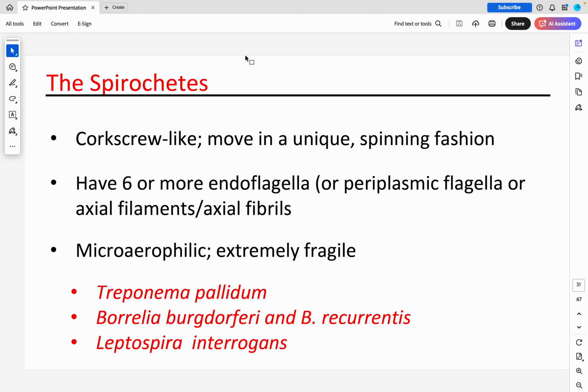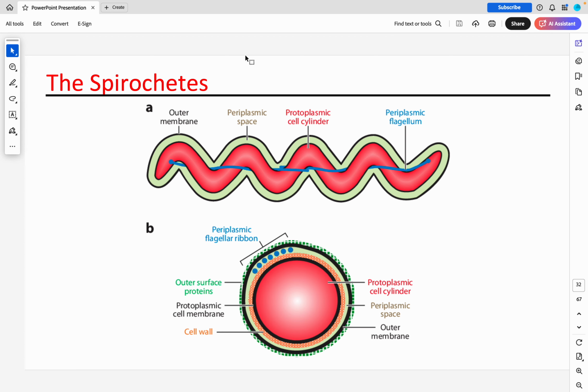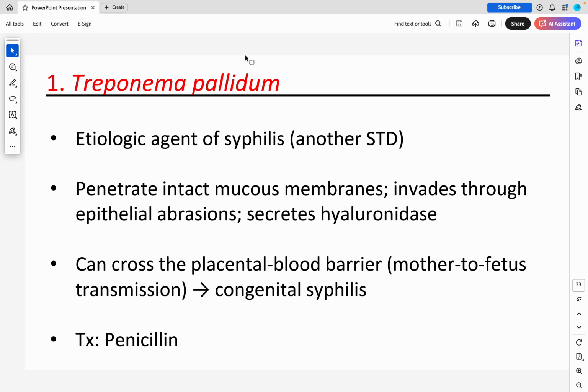So some examples of spirochete bacteria include Treponema pallidum, causative agent of syphilis, Borrelia burgdorferi, and Borrelia recurrentis, and Leptospira interrogans, which causes leptospirosis. So let's cover these type species. First is Treponema pallidum. Okay, so it's the etiologic agent of an STD, syphilis.